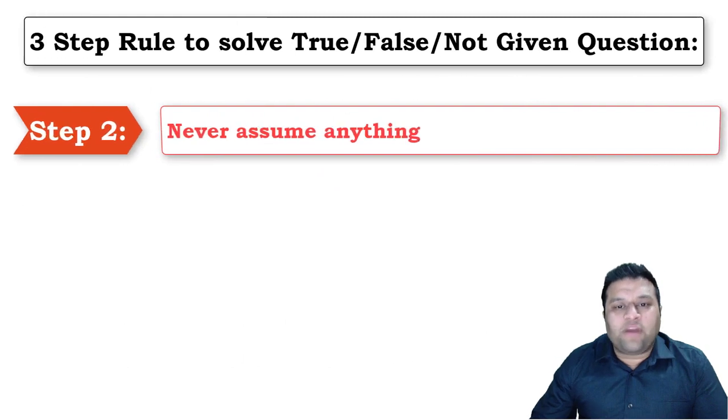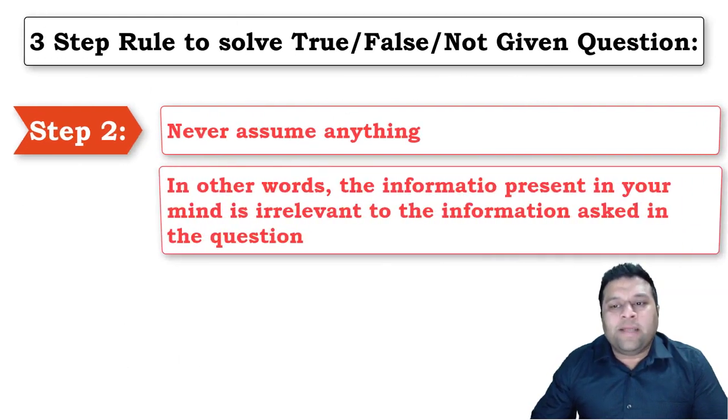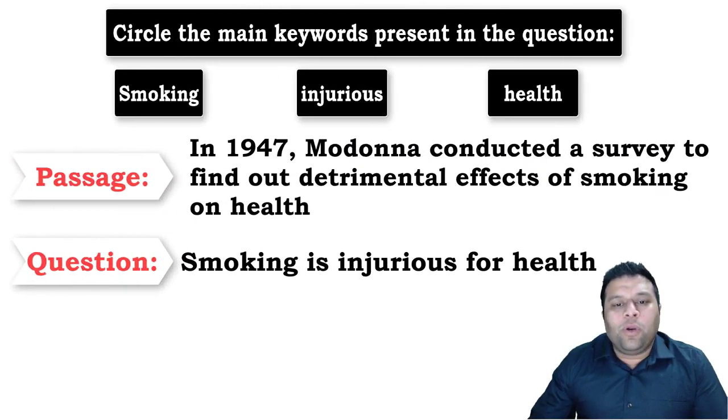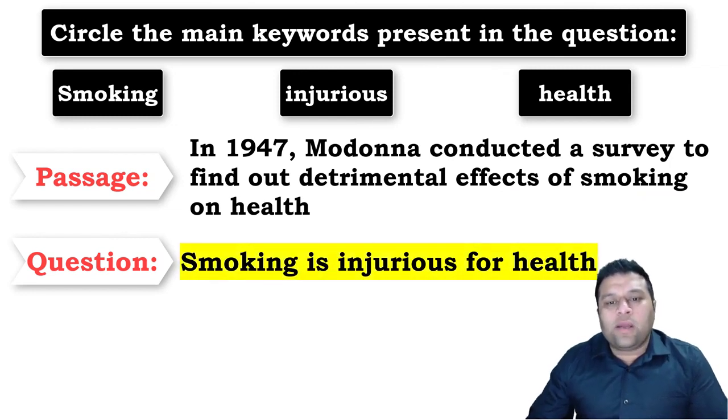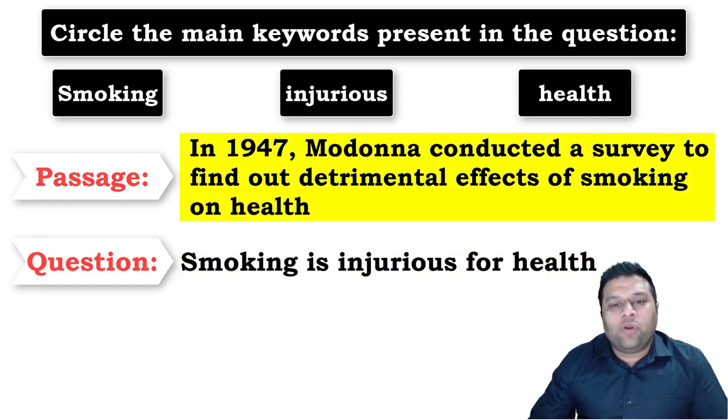Never assume anything. Step number 2, never assume anything. In other words, the information present in your mind is irrelevant to the information asked in the question, right? For example, looking at this particular passage, the question says smoking is injurious for health. Smoking is harmful for health. And the passage says in 1947, Madonna conducted a survey to find out detrimental effects of smoking on health.